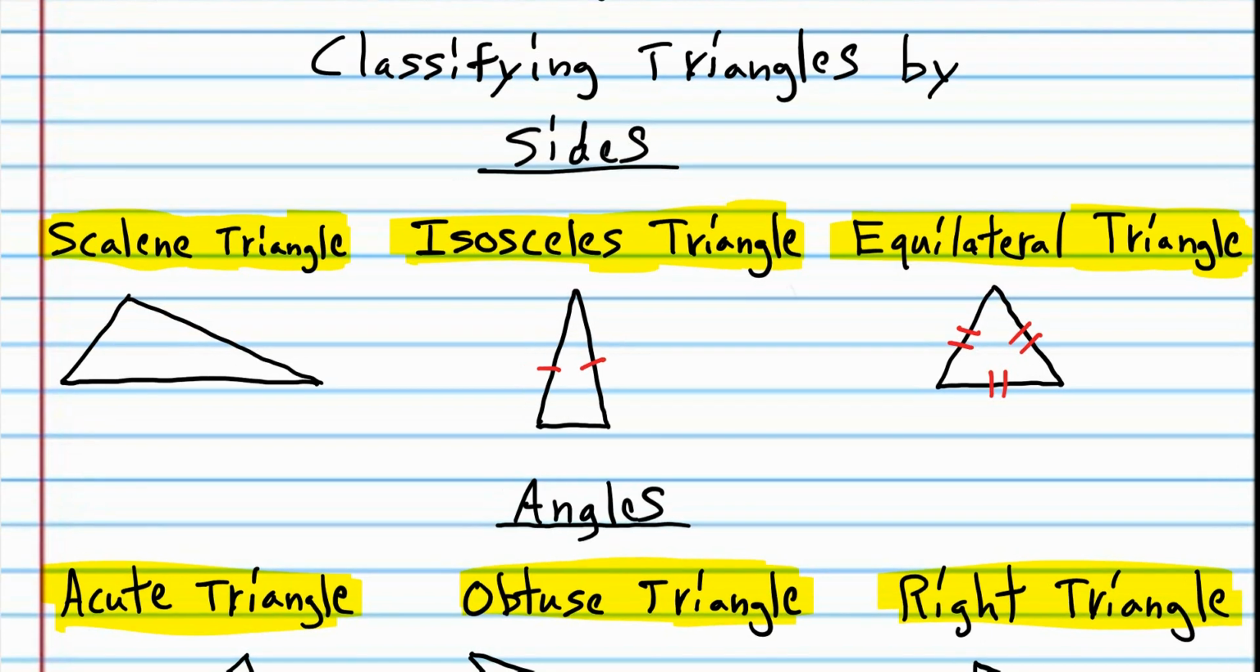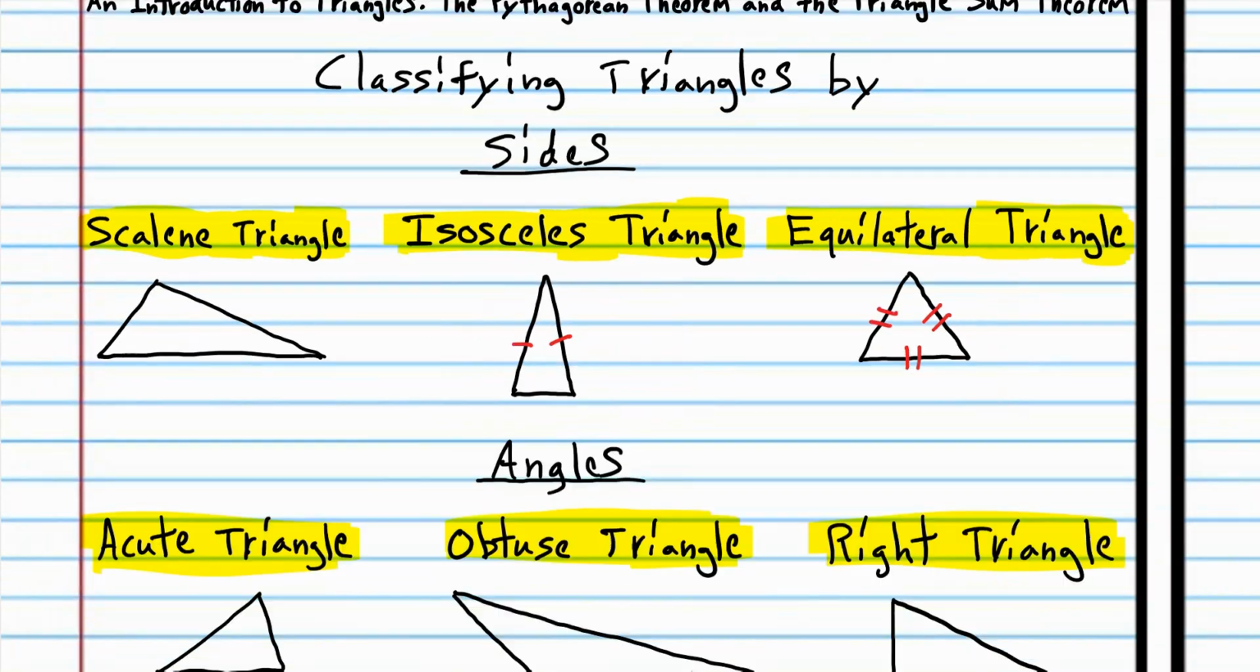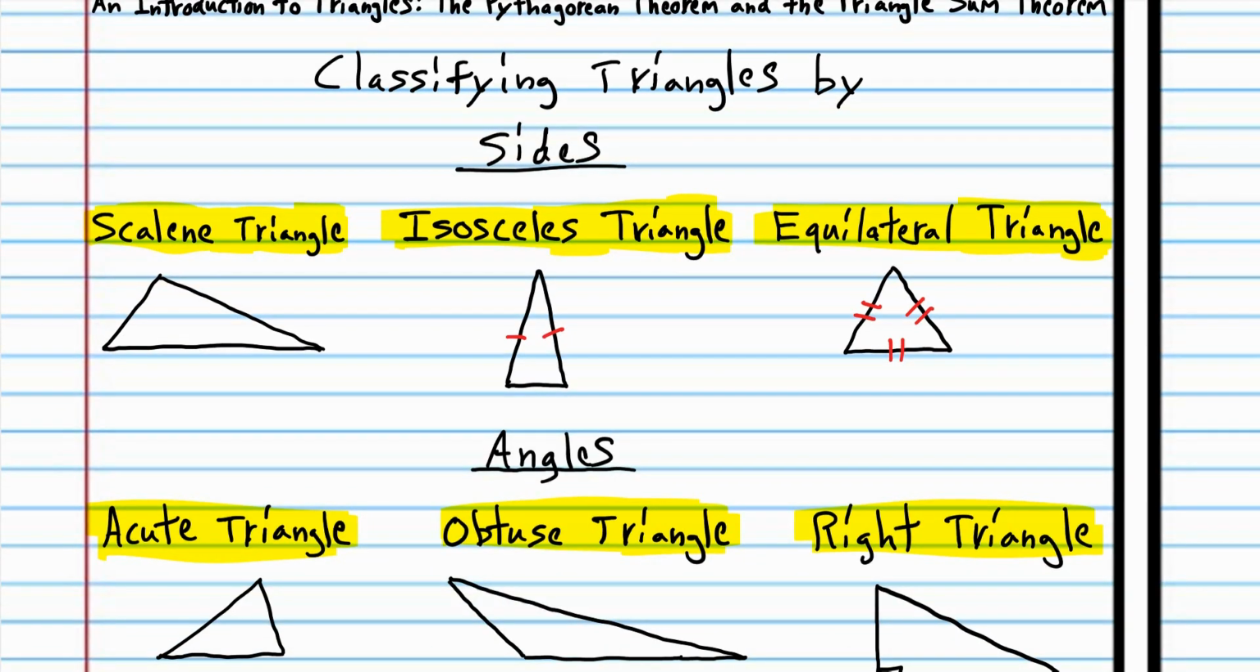But there's an isosceles triangle where two sides have the same length, and the third side is a different length. And then we have an equilateral triangle where all the side lengths are equal.